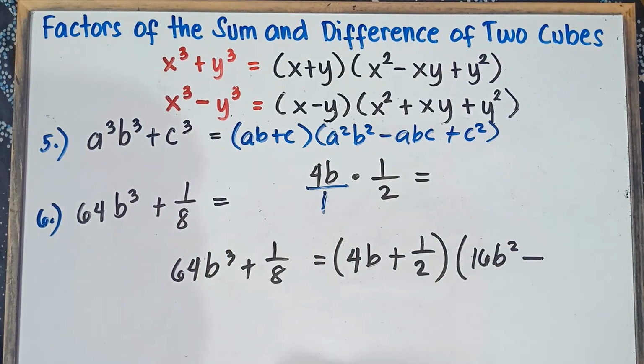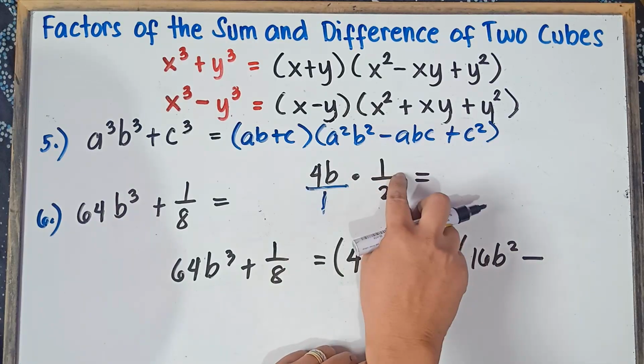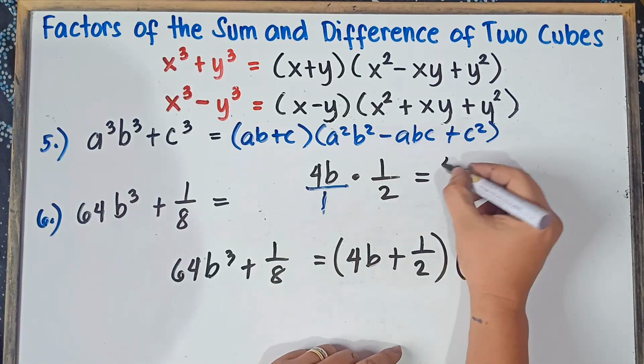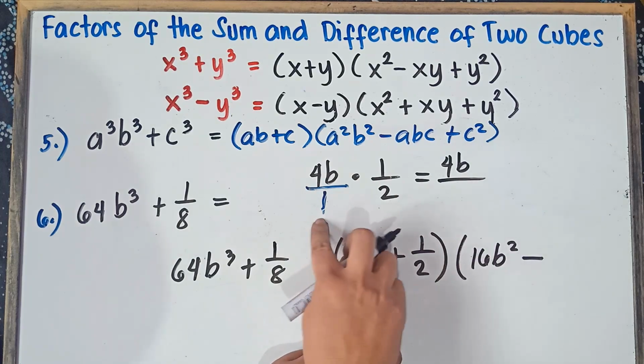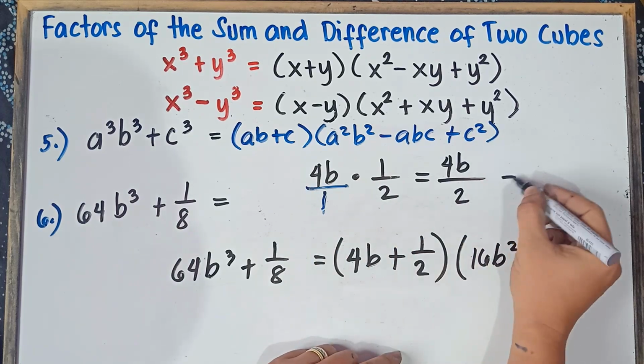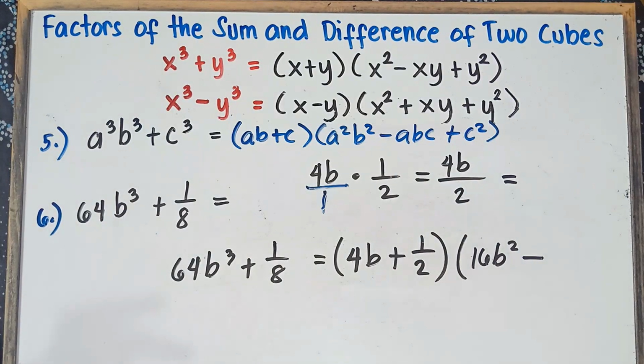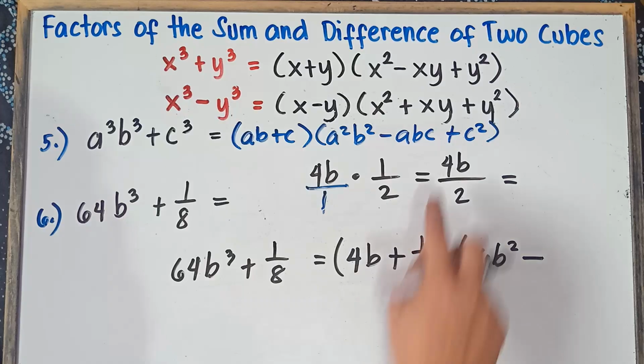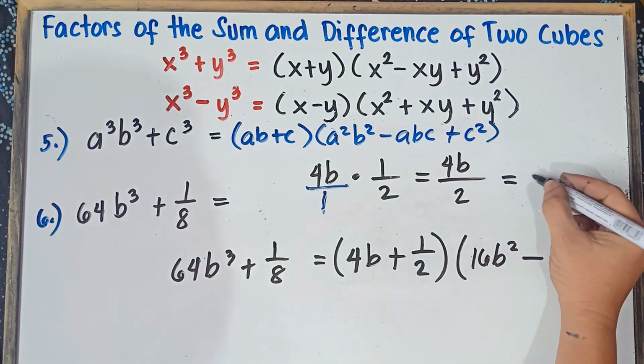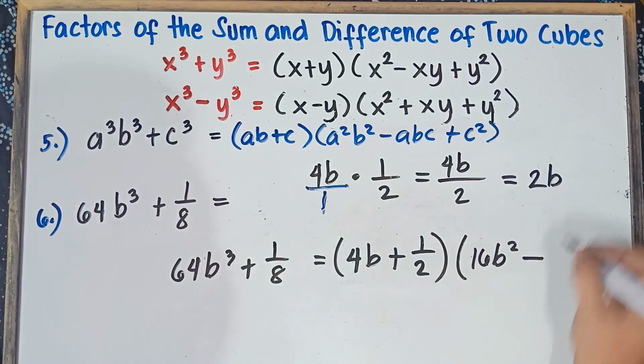And then multiplying fractions, simply multiply the numerators. 4b times 1 would be 4b. And then 1 times 2 would be 2. Now question, can we divide 4 by 2? Because if you can reduce, class, you always reduce. Can we divide 4 by 2? That's correct, we can divide 4 by 2. 4 divided by 2 is equal to 2. Simply copy b. So this will be 2b.